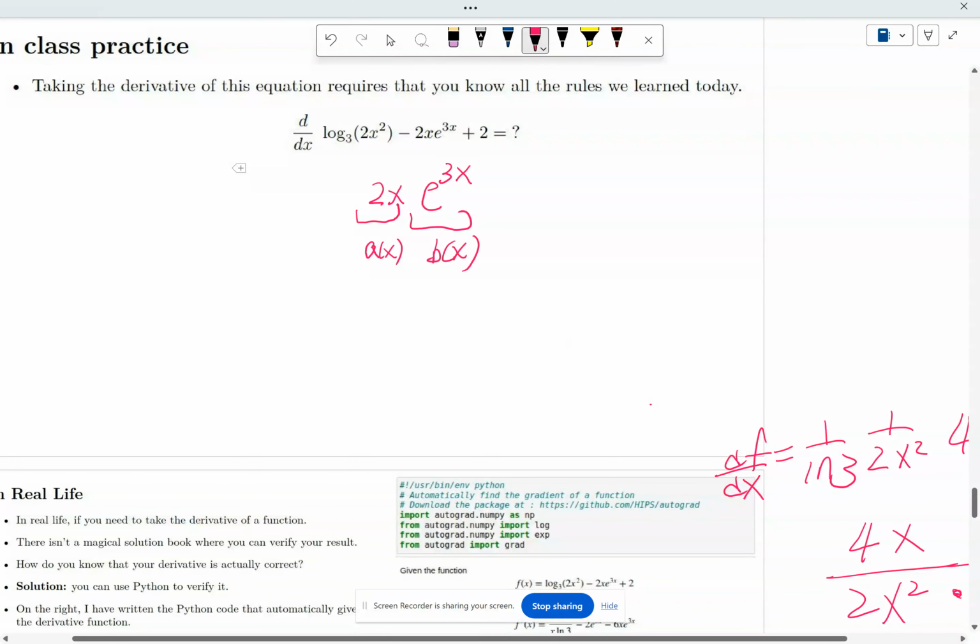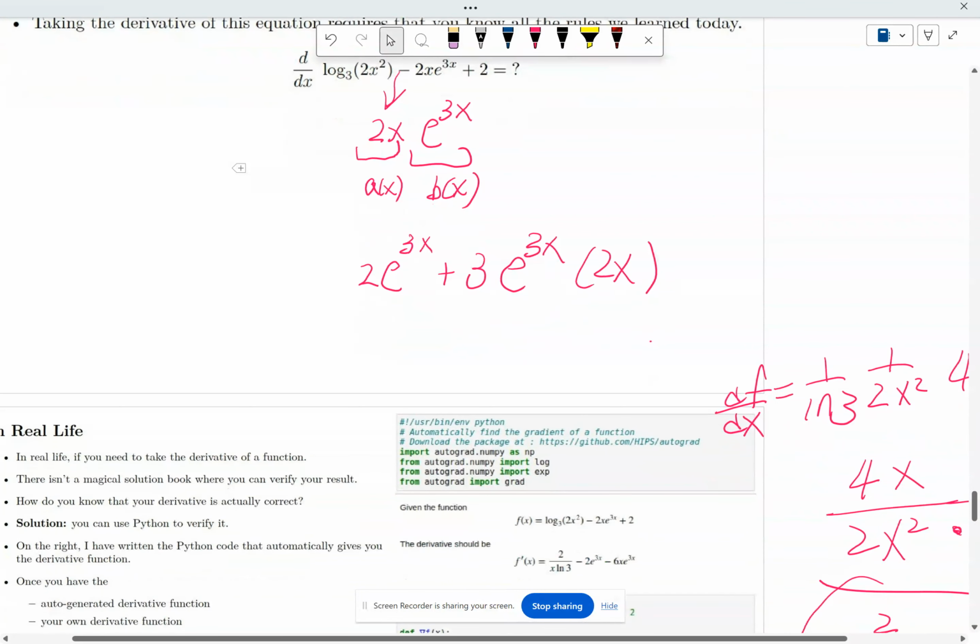So that's from the product rule. We take the derivative of this one, so it's 2 e to the 3x, plus we take the derivative of this. We did that previously, which is e to the 3x times 3, and then multiply by 2x. There we go. So therefore 2 e to the 3x plus 6x e to the 3x.